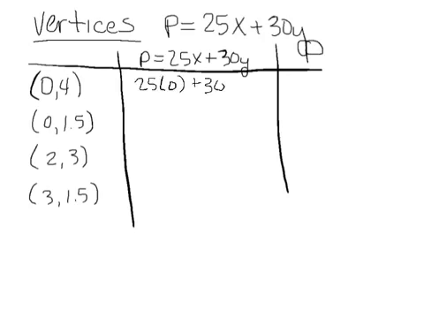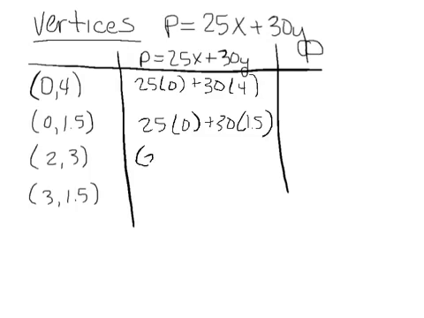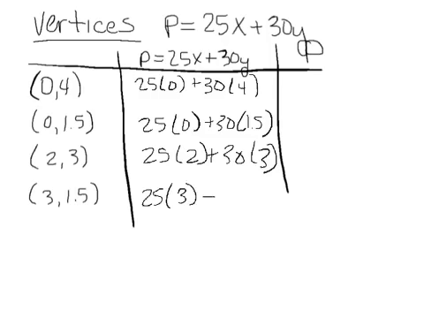25 times 0 plus 30 times 4. 25 times 0 plus 30 times 1.5. 25 times 2 plus 30 times 3. 25 times 3 plus 30 times 1.5.